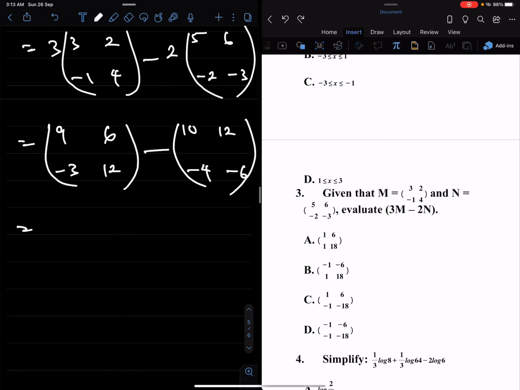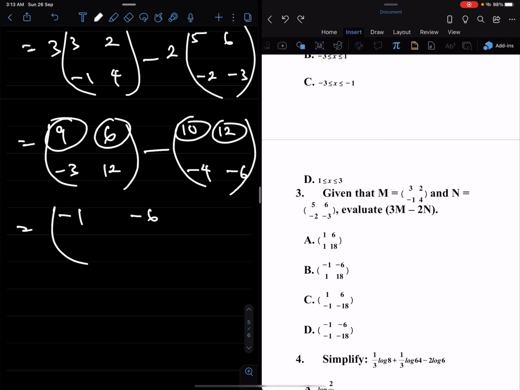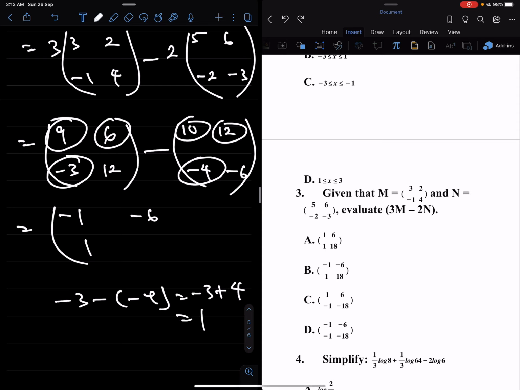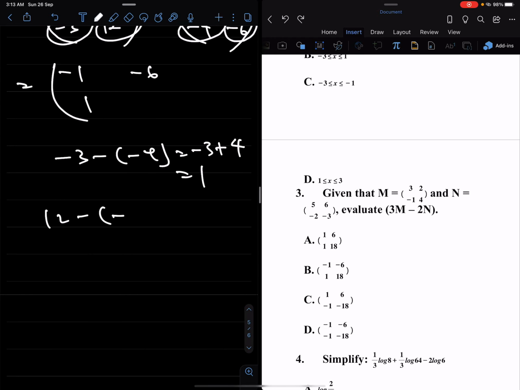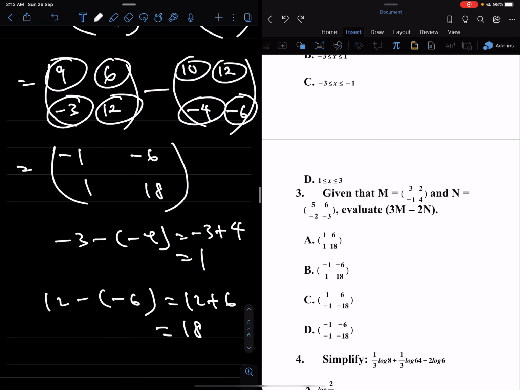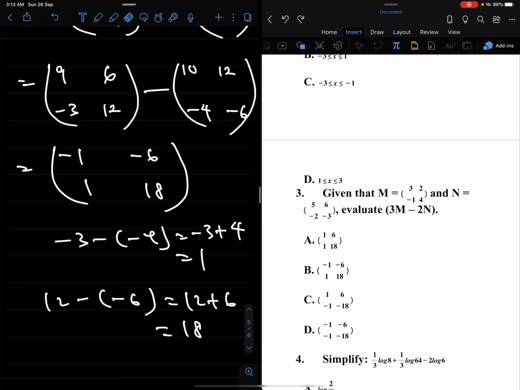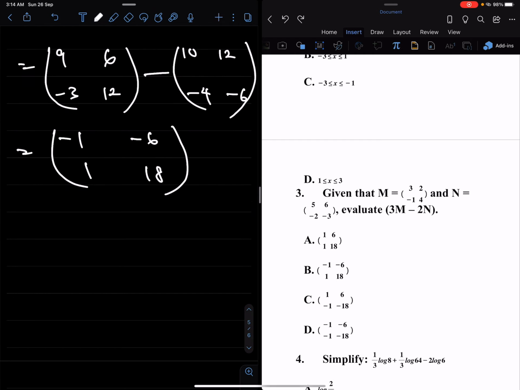Now we subtract. And to subtract, we subtract corresponding elements. 9 minus 10, that's minus 1. 6 minus 12, that's minus 6. Minus 3 minus minus 4, which is minus 3 plus 4, and that's the same as 1. And then the last one, 12 minus minus 6, that's the same as 12 plus 6, which is 18. So the answer is a matrix which has elements minus 1, minus 6, 1, 18. And that's option B. The correct option is B.